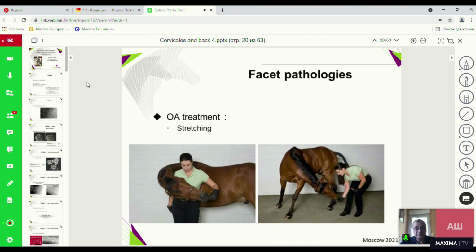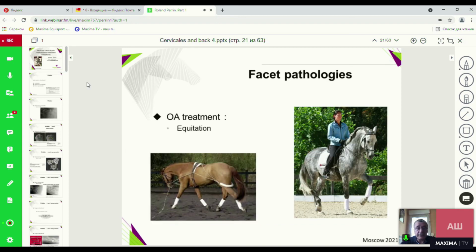Sometimes it's useful. And never forget that equitation and how the horse is ridden is very important for the evolution of this kind of pathology.